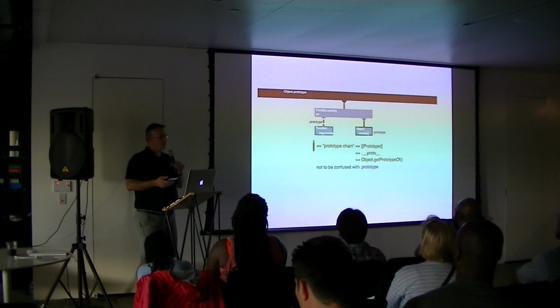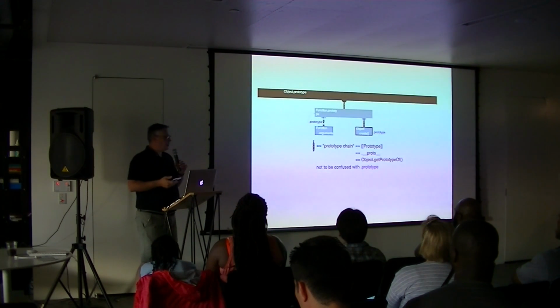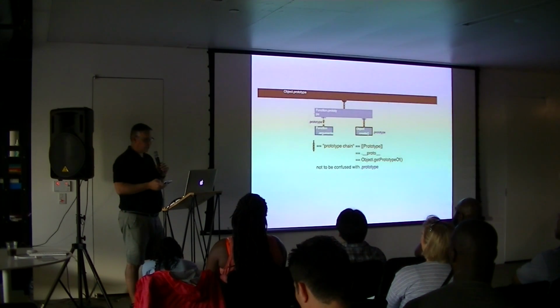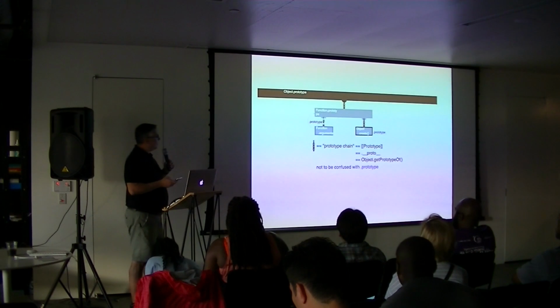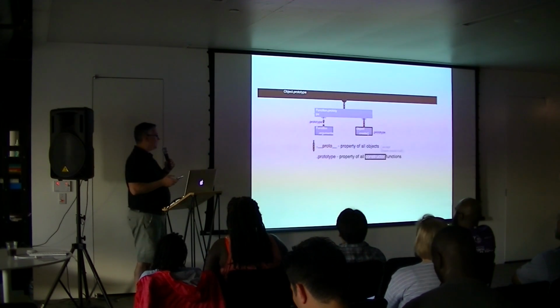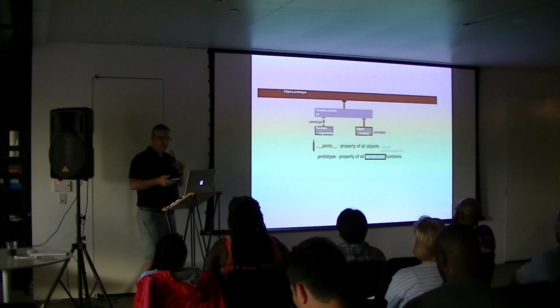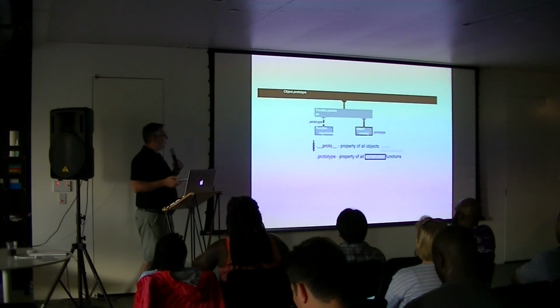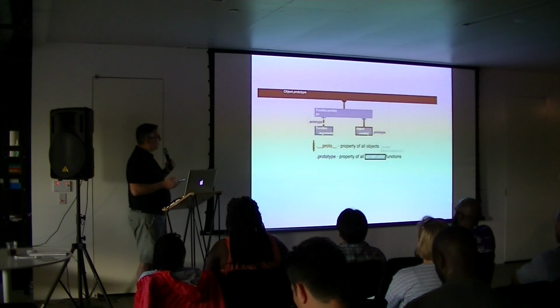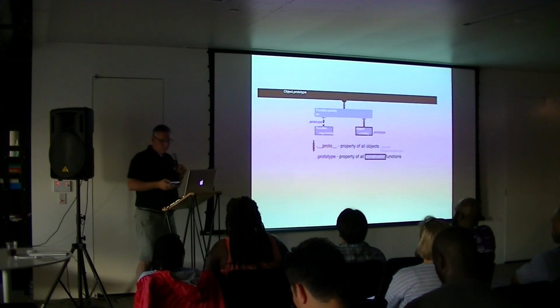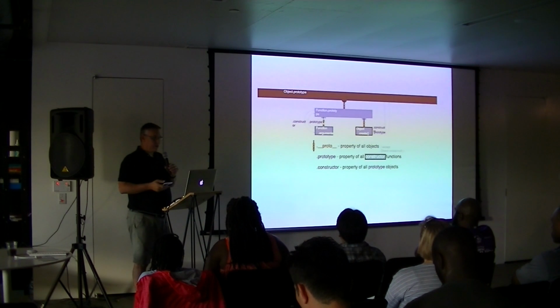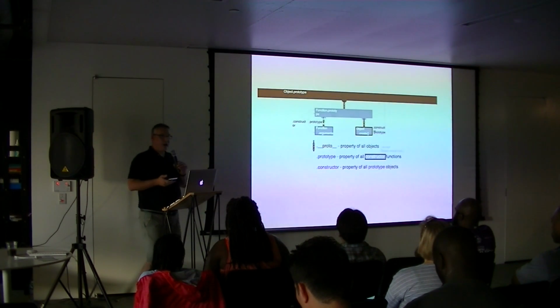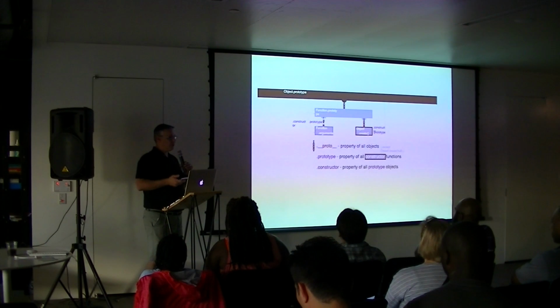But all these words that we use for the prototype chain, you can't confuse that with the actual prototype property, to make things a little bit more confusing. So the prototype property comes off of the constructor function. So the proto chain is a property of all objects, whether they're brown or purple or whatever, right? But the prototype property is only a property of constructor functions. The constructor property is the opposite. It's a property of all prototypes.